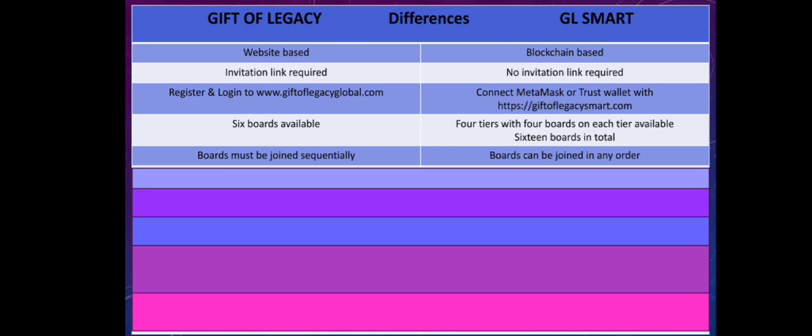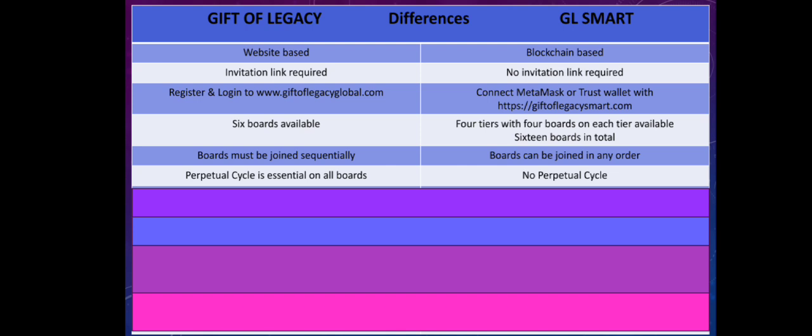Gift of Legacy has boards which must be joined sequentially. You must join on either gold or bronze and then journey through silver, gold, and platinum. In GL Smart, you can join any board and in any order. There is no set starting position.